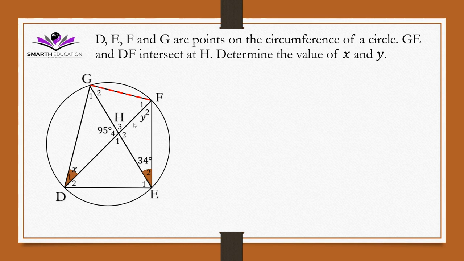So what can you say here? Angle D1 is equal to angle E2, or angle E2 is equal to angle D1. Let's write that one down. The angle E2 is equal to angle D1. Why? Because these are angles in the same segment. Okay, right, meaning that X is equal to 34 degrees.